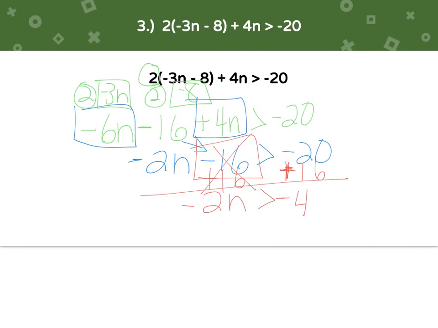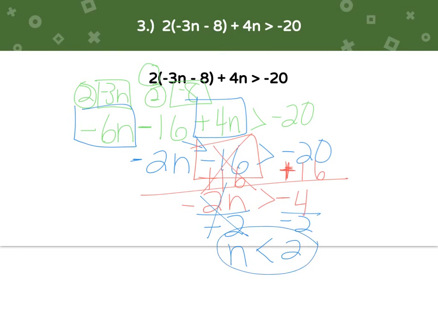Now you need to get rid of the negative 2 by dividing by a negative 2 on both sides. Since you're dividing by a negative, the sign is going to flip to less than. You will cancel out the negative 2, leave you with just n. Then you have a negative divided by a negative, which is a positive, and 4 divided by 2 is 2. The answer is n is less than 2.